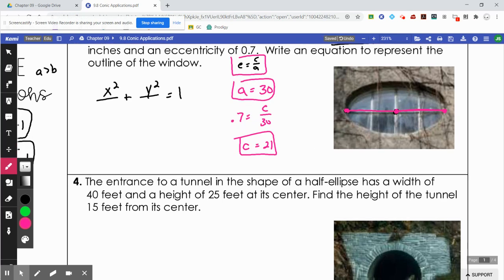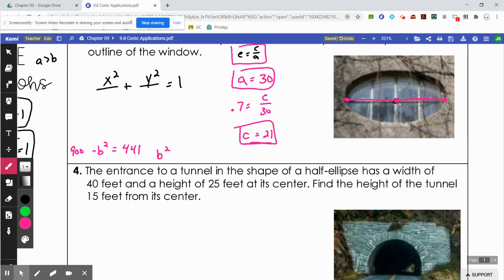The relationship in an ellipse of a, b, and c is that a squared minus b squared is equal to c squared. So therefore, you have a squared, which is 900, 30 times 30, minus b squared is equal to c squared, which is 21 times 21, which gives you 441. Solving this equation will give you a b squared value of 459. So therefore, b is the square root of 459.